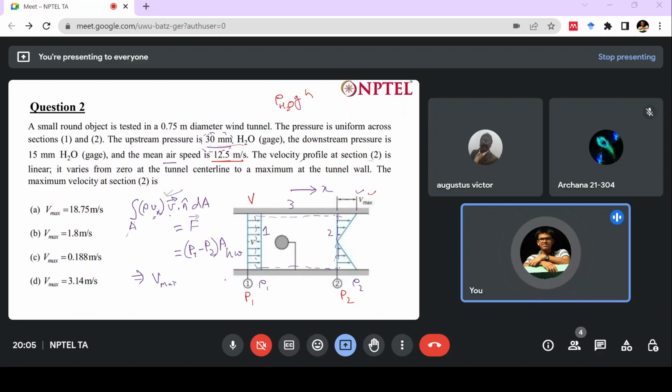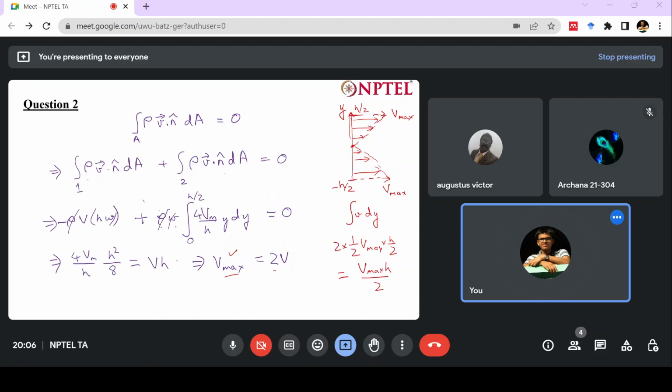So my problem here is that the mean airspeed is given as 12.5 meter per second, but what I am getting as my v max is 25 meters per second, which is not there in the options. So I think we can double check this later on to find whether there is any problem with the options or not. And then these pressures are given. So we actually don't need the pressure. That's what I was thinking. That's why I had solved using this approach.